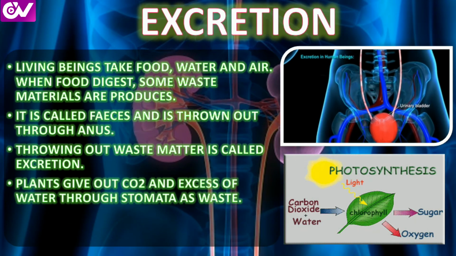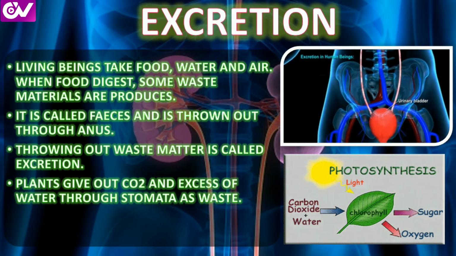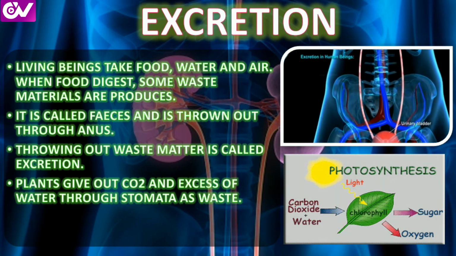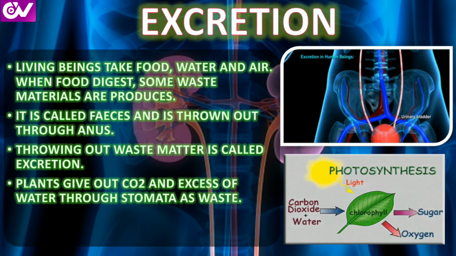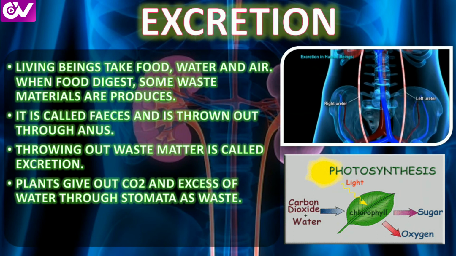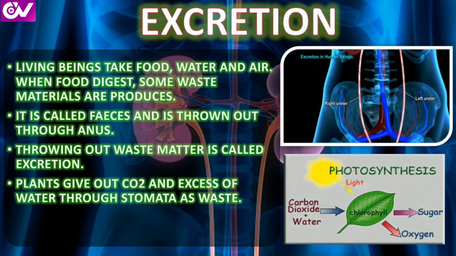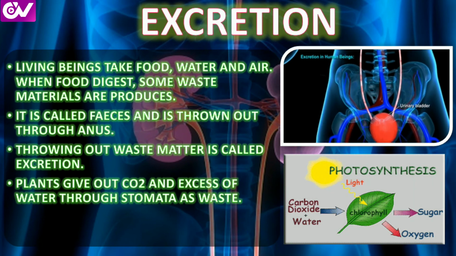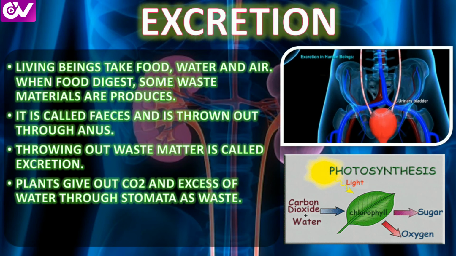Plants give out carbon dioxide. CO2 is the chemical name of carbon dioxide. Plants give out CO2 and excess water through stomata as waste. I have already told you they are small pore-like structures. They take food inside and also send the waste outside.